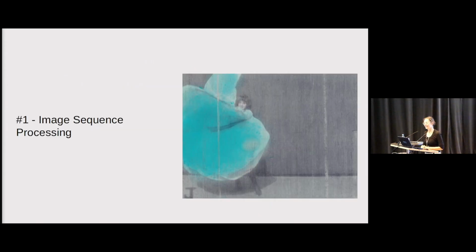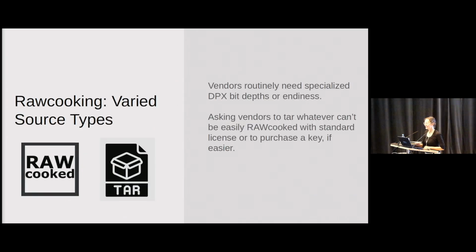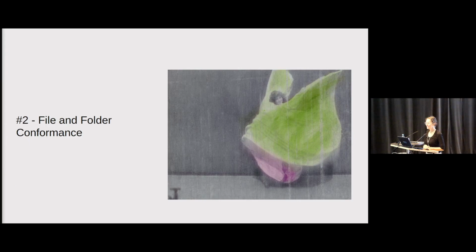So first we asked them to process the image sequence. So again, RAWcooked, that has been our hero. Thank you, Jerome. And sometimes, because these films are unique, and the asks from curators are unique, they don't have every key. We encourage them to buy keys when they can, but a lot of the time we just have them tar if they're having trouble with the RAWcooked, but we try to walk them through it.